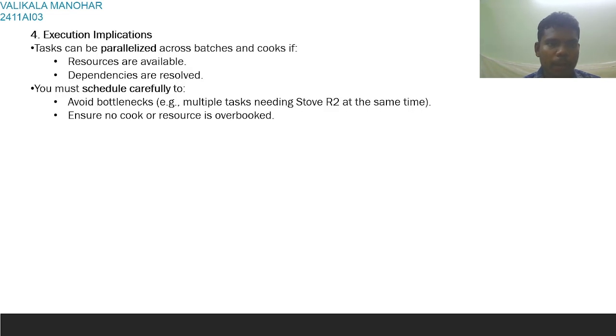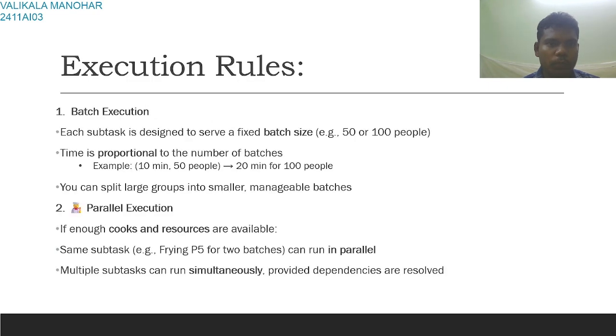Execution implications. Tasks can be parallelized across batches and cooks, if resources are available and dependencies are resolved. You must schedule carefully to avoid bottlenecks. Example, multiple tasks needing stove R2 at the same time. Ensure no cook or resource is overloaded.